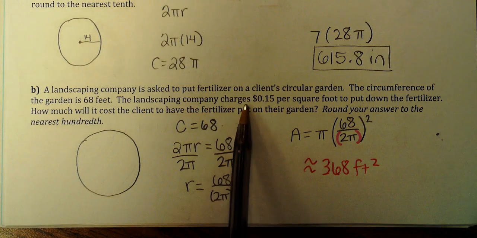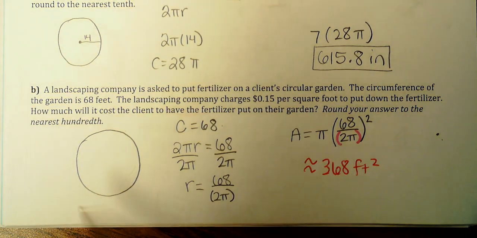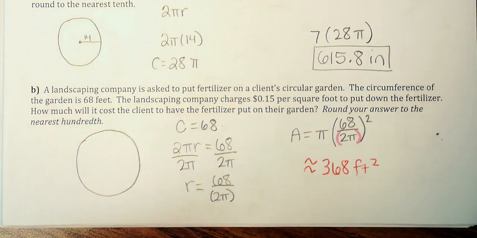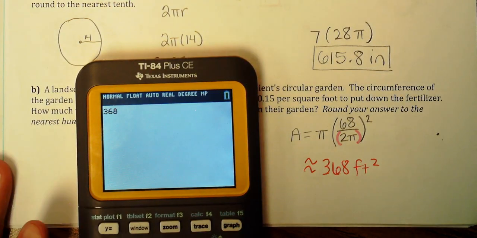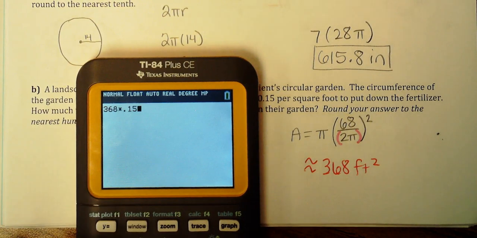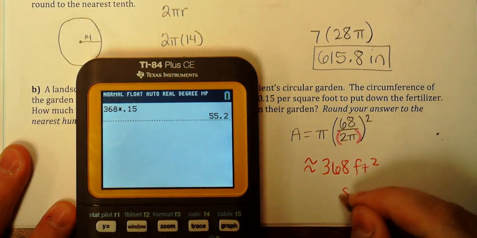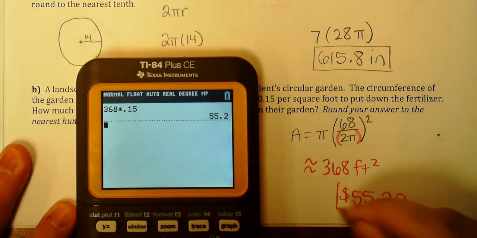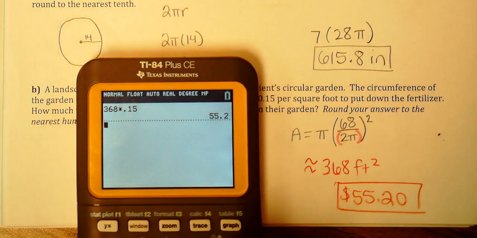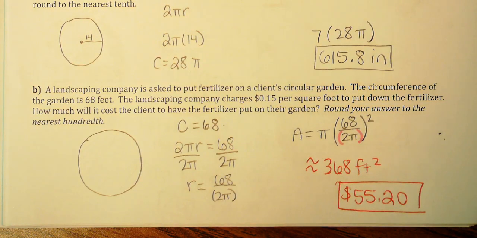The landscaping company is going to charge 15 cents per square foot. So to get my answer for how much they're going to charge me, I'm just going to take 368 times 0.15, because they're going to charge me 15 cents. So $55.25 is what they're going to charge us to fertilize that whole garden.